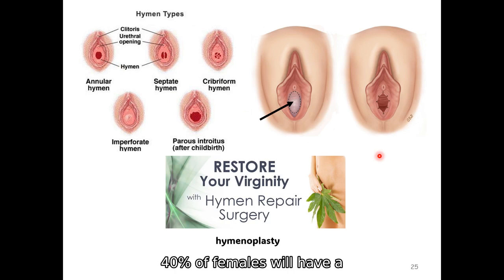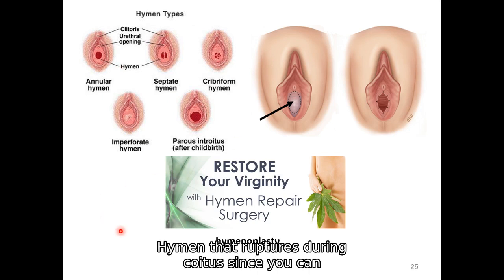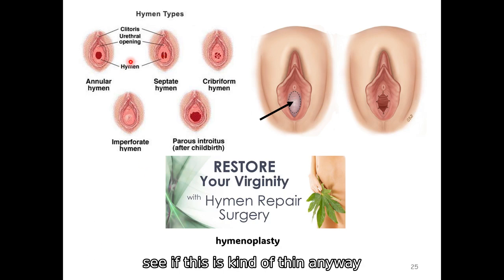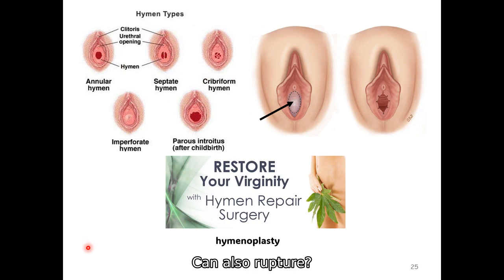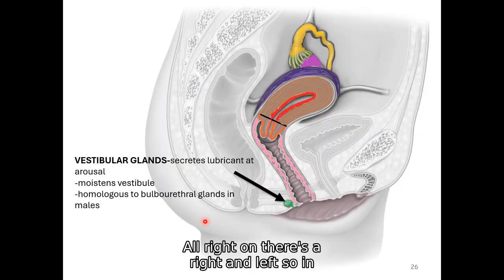They think only about 40% of females will have a hymen that ruptures during coitus. Since you can see it, it's kind of thin anyway. I think your book talks about physical activity can also rupture it.